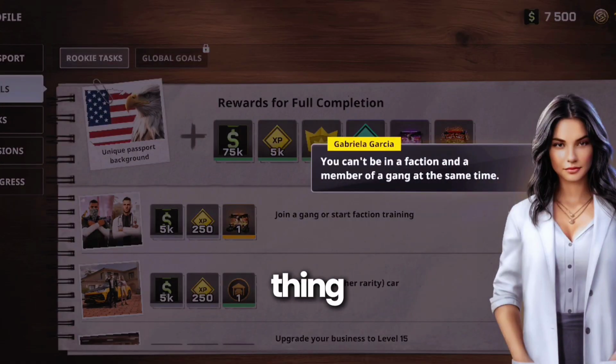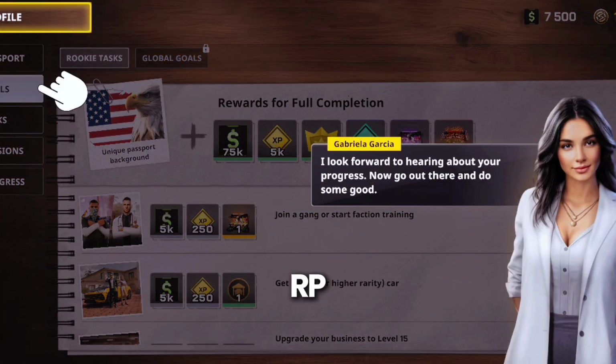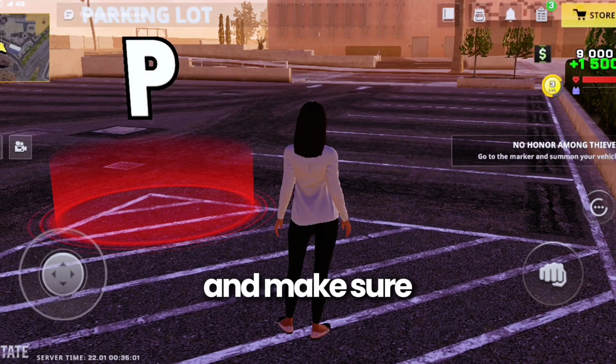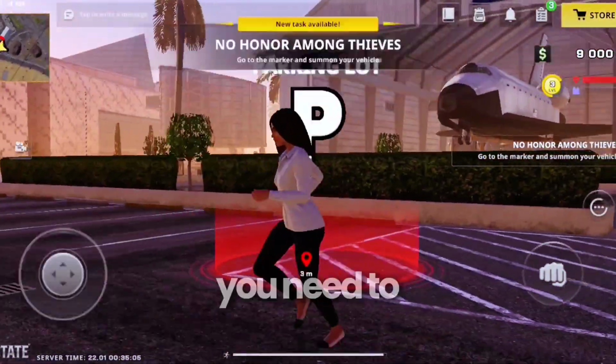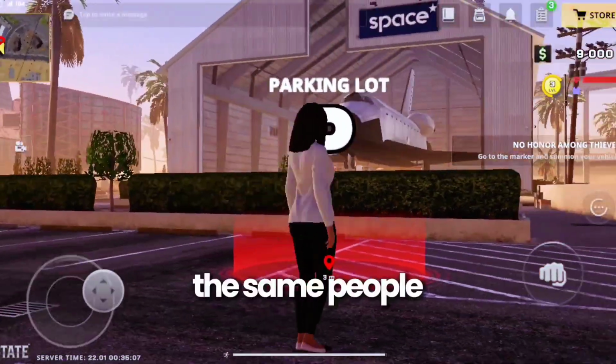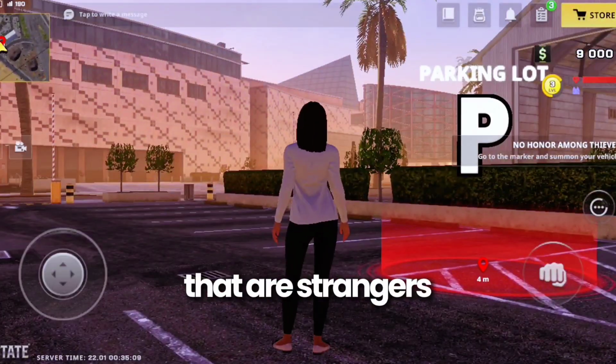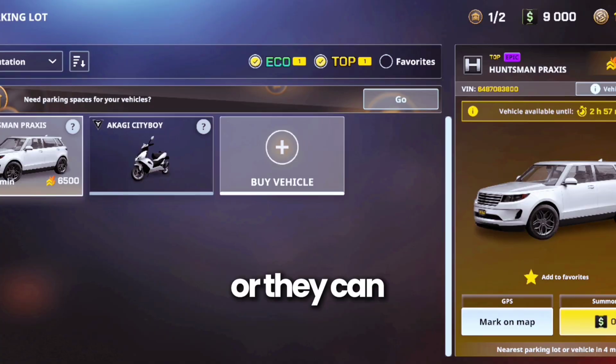That's a different thing. Okay, so you can build a lot of relationships in Onestate RP. You can decide to have families and make sure that it is not forced. So if you want to build long-term RP, you need to always return to the same people. Just know that people that are strangers today can become your enemies tomorrow, or they can become family tomorrow based on your storyline.